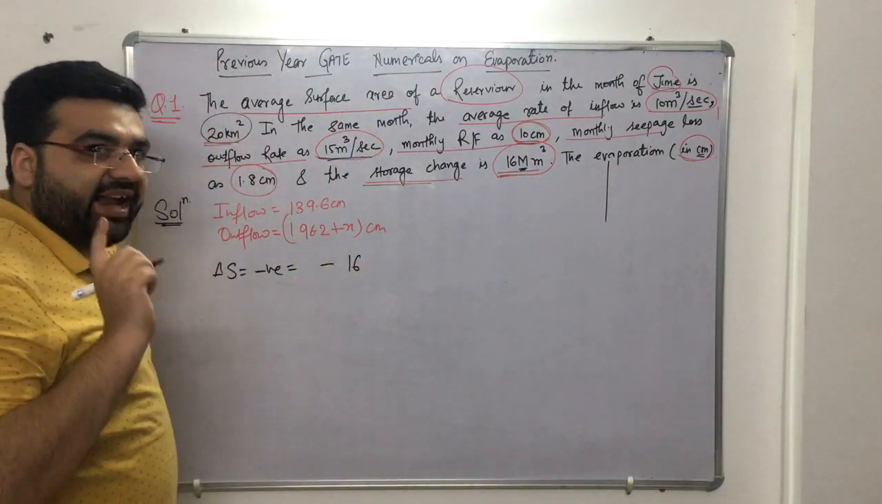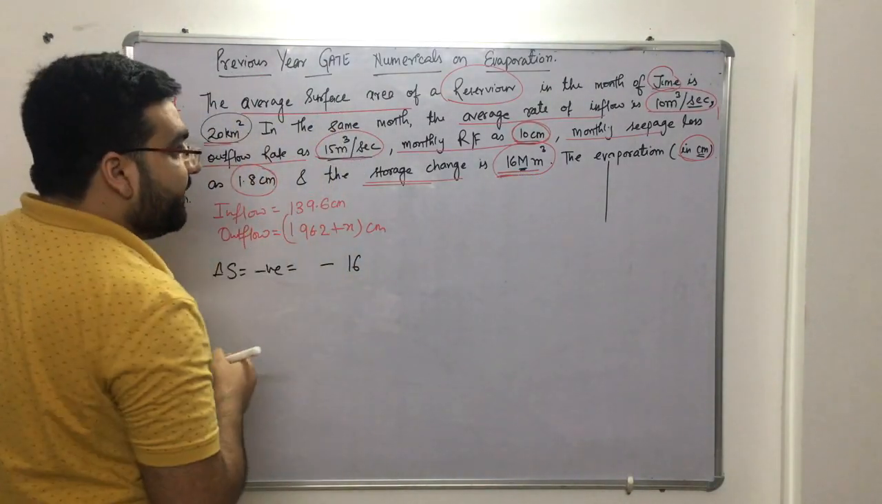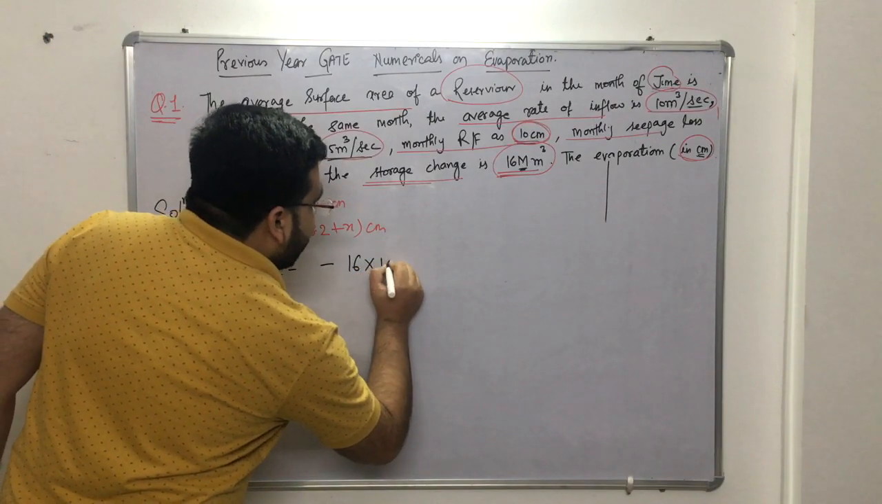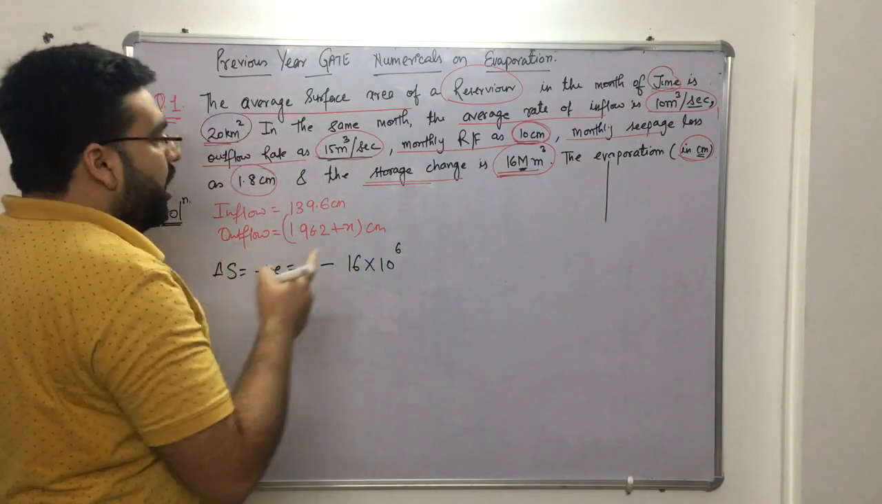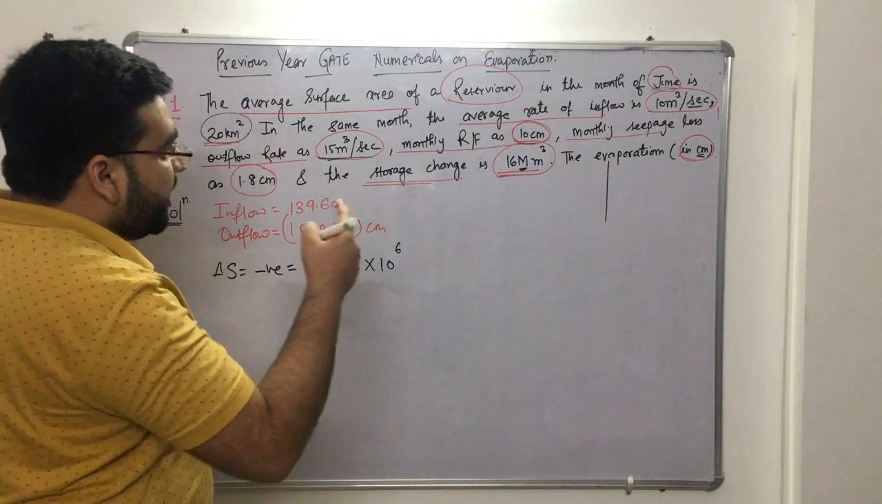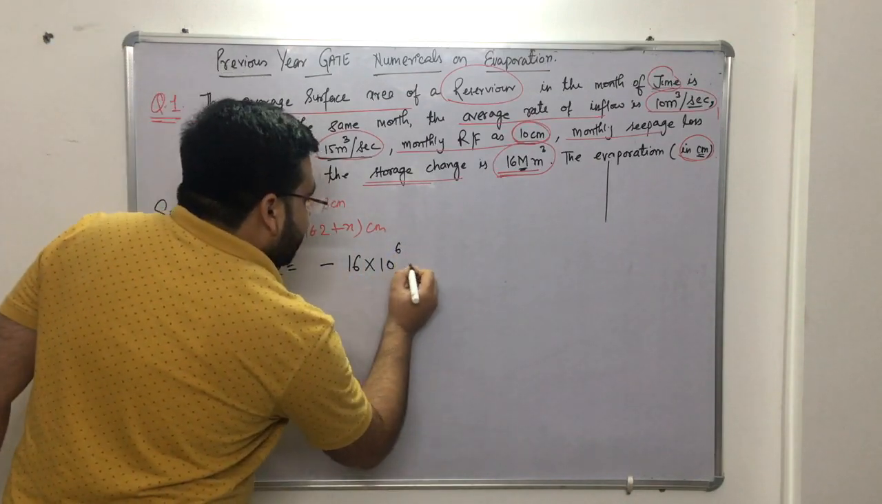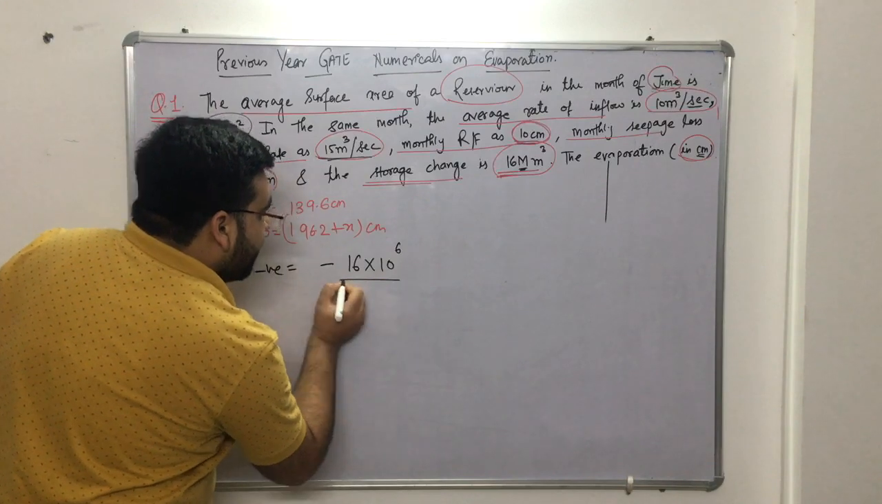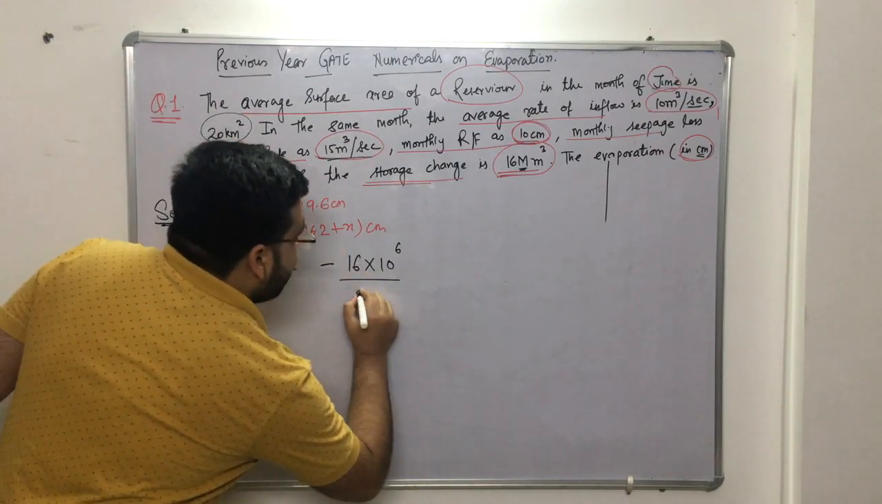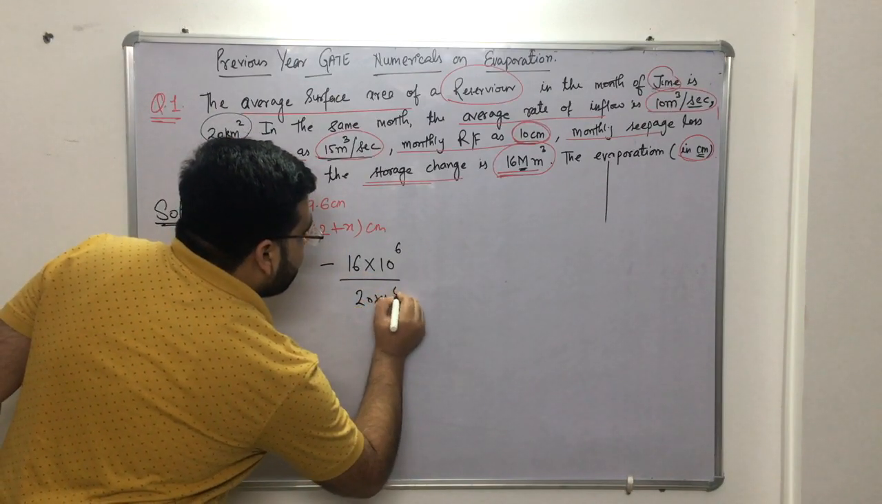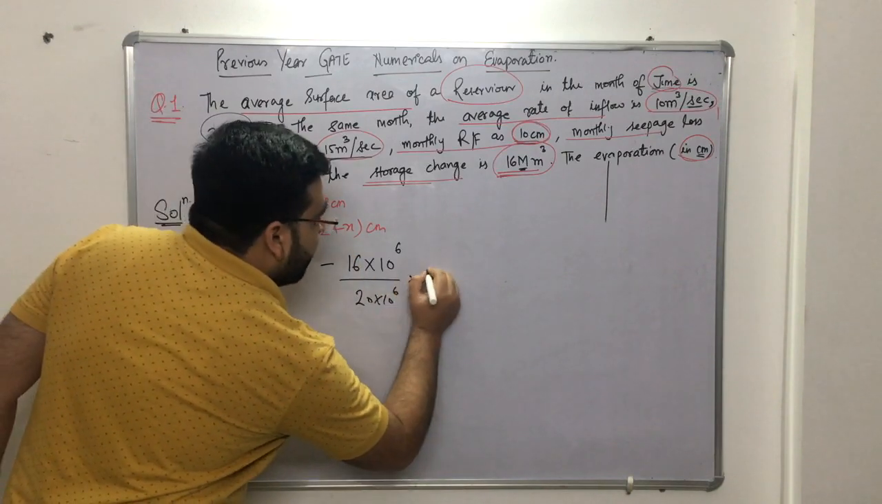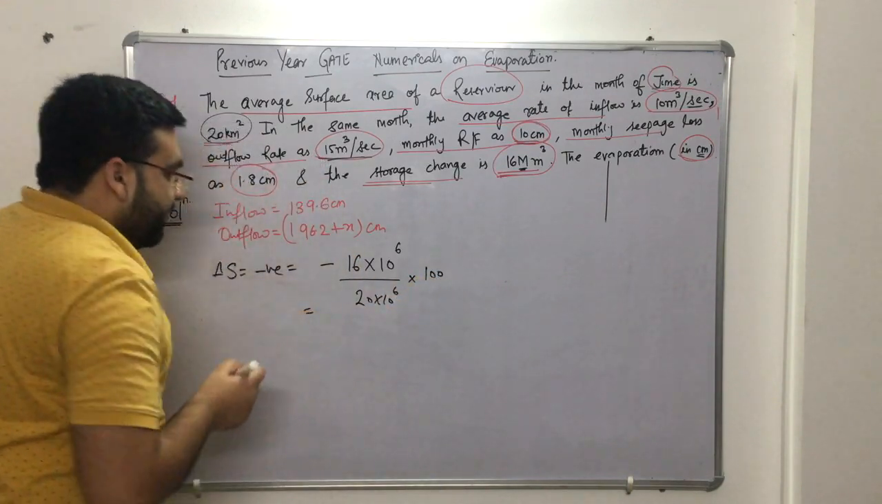So 1 million is 10 lakhs. 10 lakhs is 10 raised to power 6, right? 16 into 10 raised to power 6. Now this is your meter cube, right? And we have to determine in centimeter, so it is meter cube divided by 20 into 10 raised to power 6, which is meter square, into 100 centimeter. Now how much is it, right?